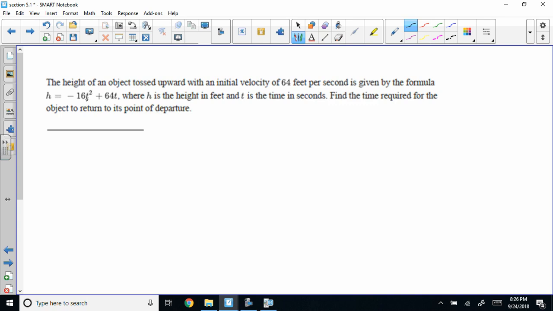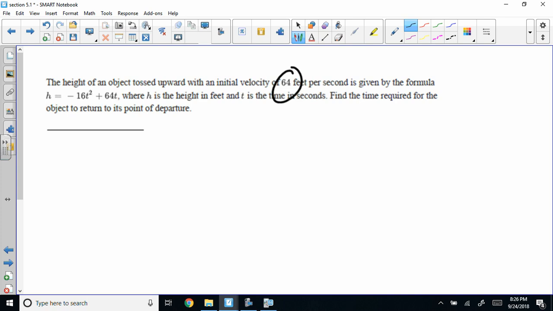All right. The height of an object tossed upward with an initial velocity of 64 feet per second is given by the equation h = -16t squared + 64t, where h is the height in feet and t is the time in seconds. Find the time required for the object to return to the point of departure, meaning find the time it takes to hit the ground. In theory, the time it takes to go up equals the time it takes to go down, right? Does that make sense?